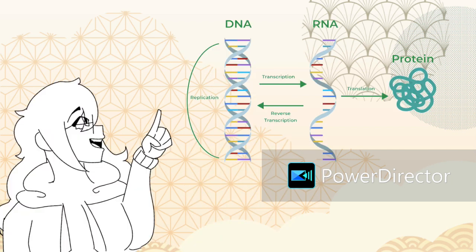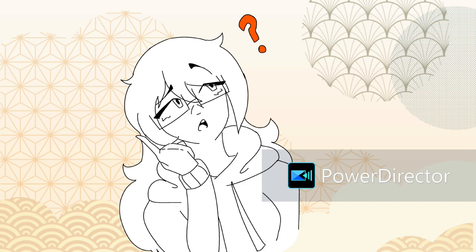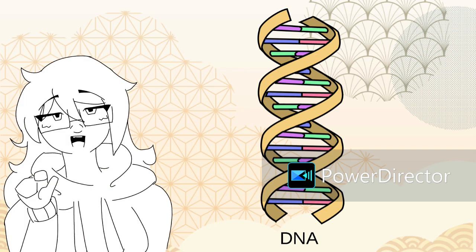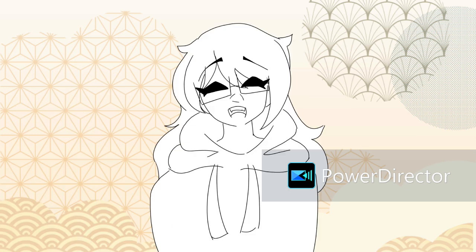It goes as follows: DNA, transcription, RNA, translation, and protein. Let's start from the basics. What's the difference in DNA and RNA? DNA stands for deoxyribonucleic acid. RNA stands for ribonucleic acid. The difference in name is due to the sugar in its nucleotide, the smallest form for these nucleic acids.